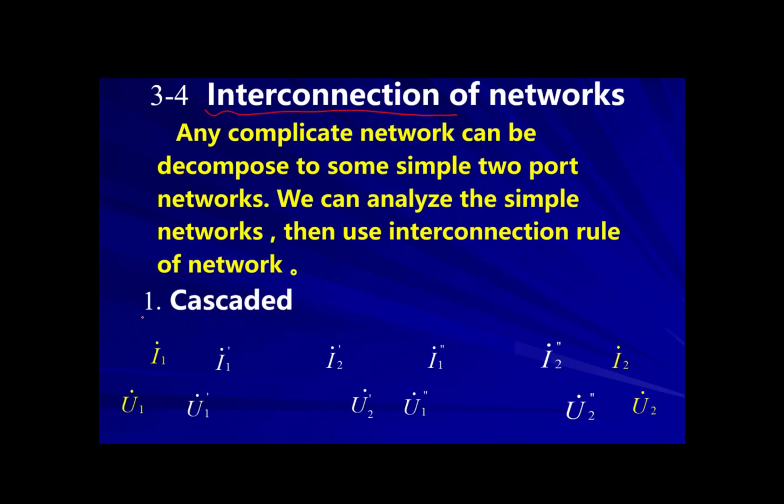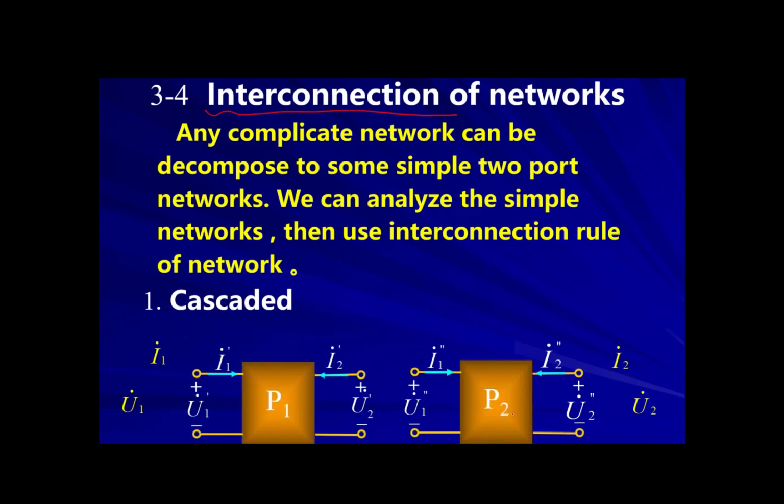The first kind of interconnection we call a cascade. The two-port networks P1 and P2, we connect the output of P1 to the input of P2 directly. We call this cascade. This is not serial, pay attention. This is not a serial connection. We will introduce serial later. This is cascade.